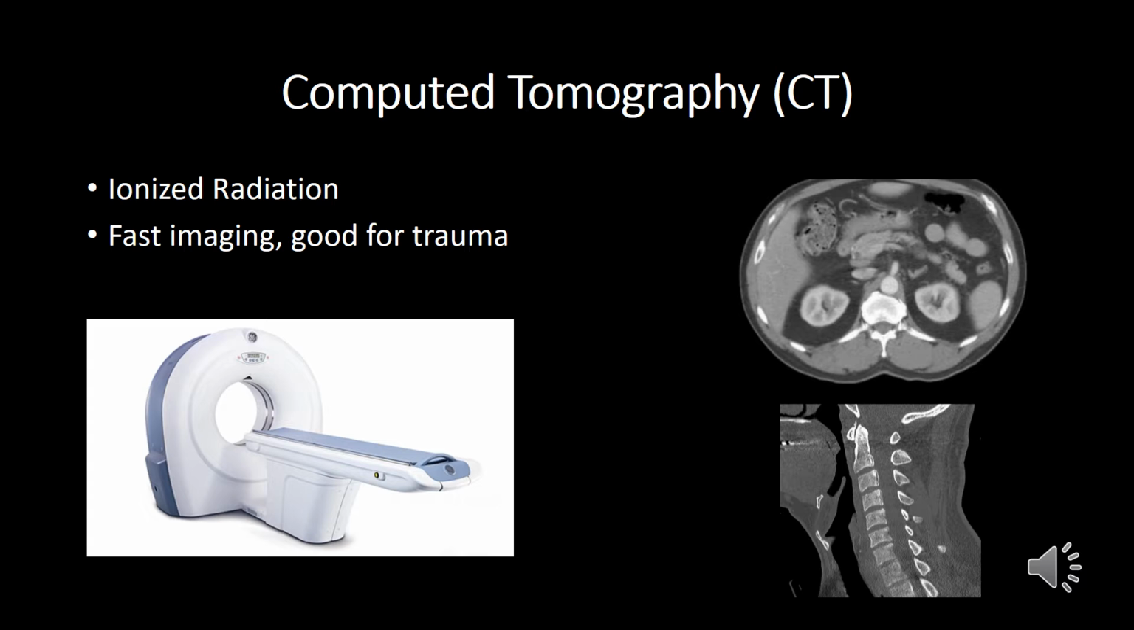So most CT images are obtained in the axial plane, but with, again, technology advancements, some CT machines are able to obtain multiple imaging planes like axial, coronal, and, I'm sorry, sagittal.